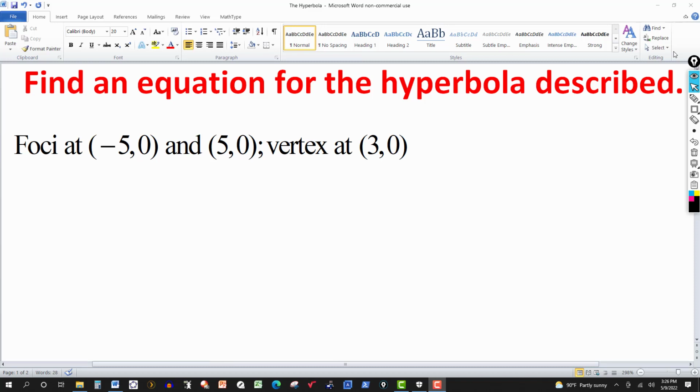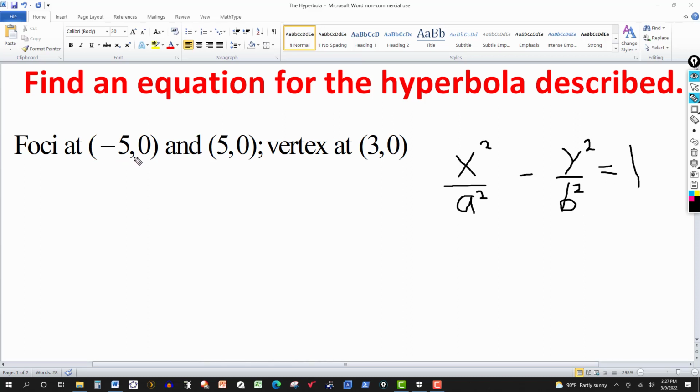In this video, we want to find the equation of a hyperbola, given information here: foci at -5, 0 and 5, 0, and vertex at 3, 0. But because the foci lie on a horizontal line, in this case the x-axis, we know the form of the equation has to be x squared over a squared minus y squared over b squared equals 1.